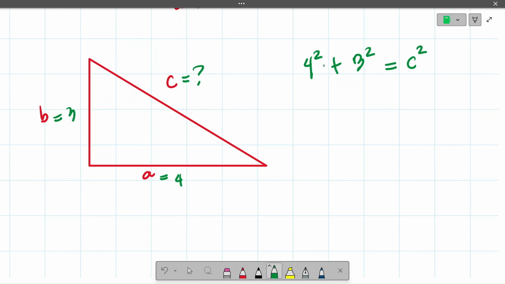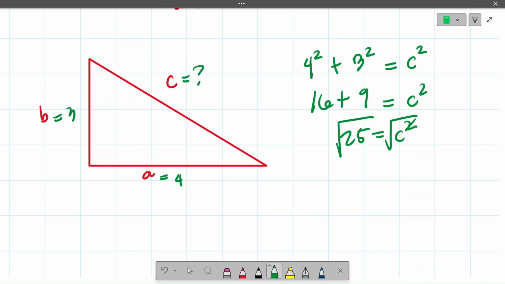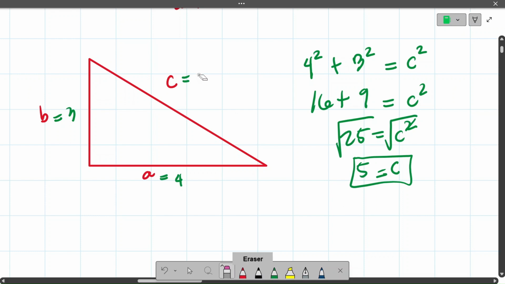So what is 4 to the second power? That is 16. What is 3 to the second power? That is 9, or 3 times 3. 16 plus 9 is 25, which equals c squared. To eliminate the square, we have to take the square root of both sides. Therefore, C is 5. So our C is 5. Okay, now let's use another example.